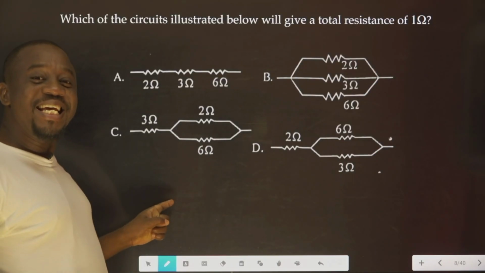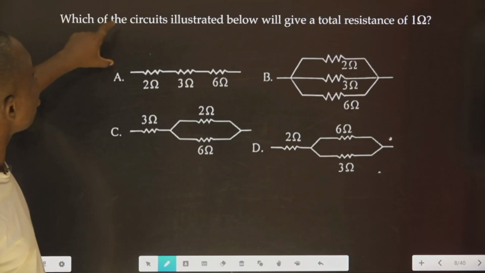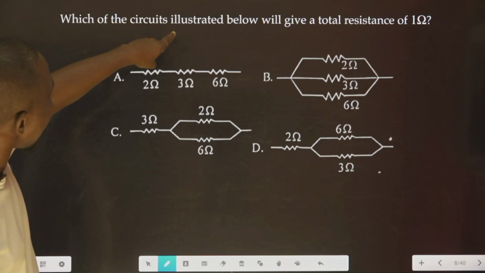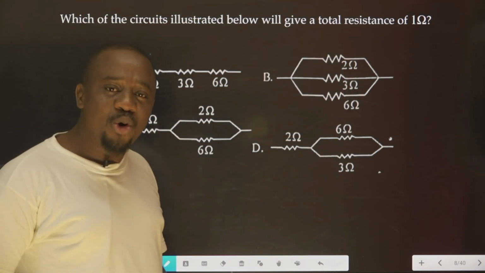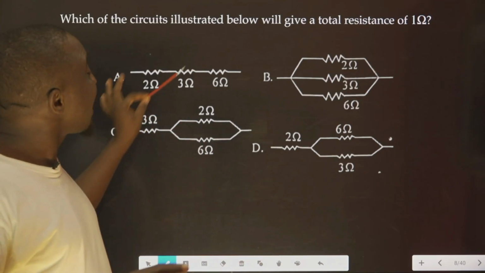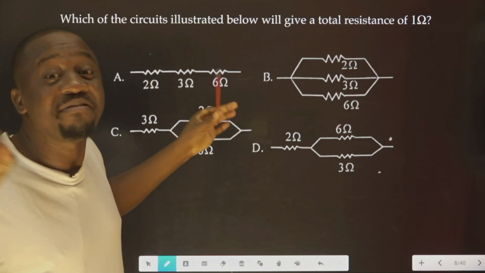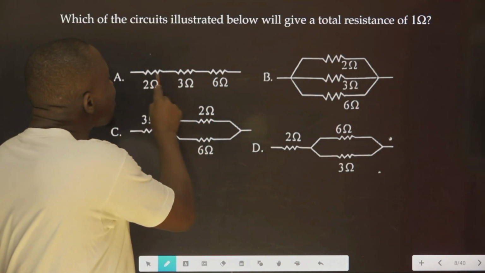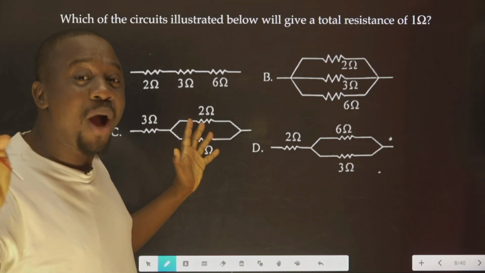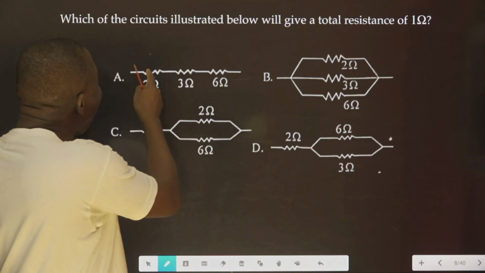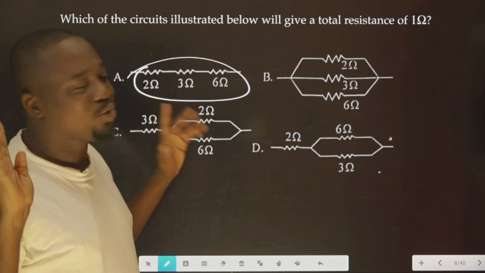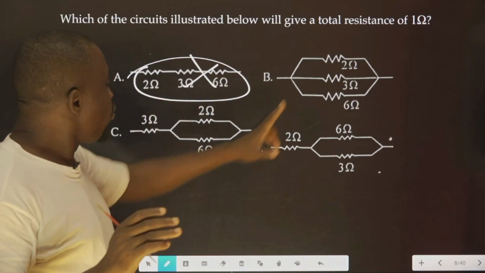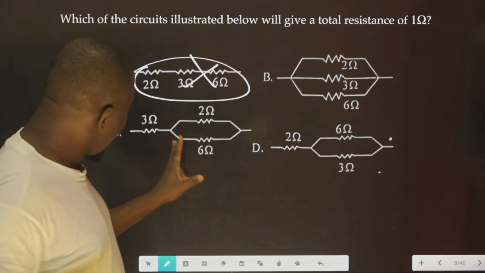Let's look at this. It says, which of the circuits illustrated below will give a total resistance of 1 ohm? Because this is an exam, you should think very fast. When resistors are connected in series, you add them together. So by adding all this together, you agree with me, they are already more than 1. So this is out of it. We go for B.